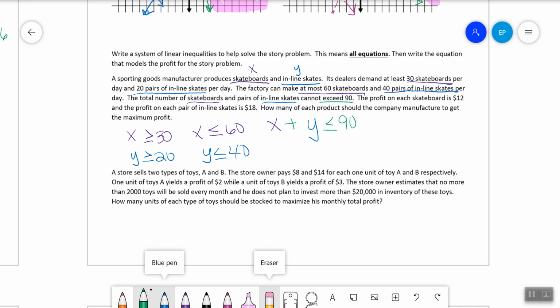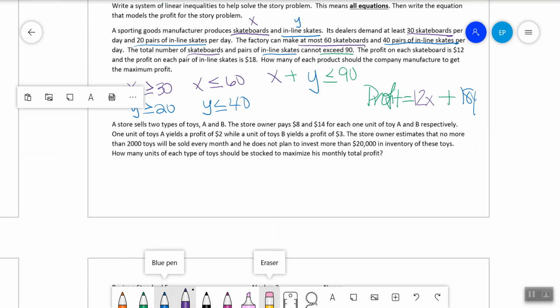The profit for each skateboard is 12, and the profit for each pair of inline skates is 18. So profit equals two values added together. The price for my inline skates is 18, so 18y, and skateboards is 12x. So that would be your 5 equations plus your profit equation.